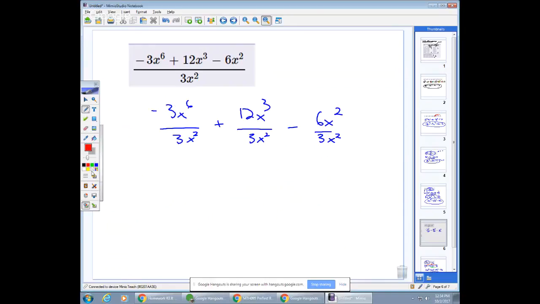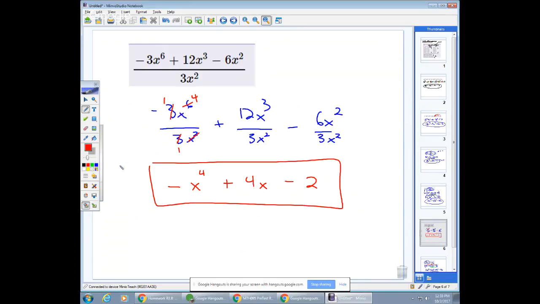So in this case, what do we have? 3 goes into 3 once each, and the x squared covers 2 of those. So that's going to go in there, leaving the x to the 4th behind. So I'll have a negative x to the 4th from the first term. 3 goes into 12 4 times, x squared goes into x cubed x times. Here, the x squareds cancel, 3 goes into 6 twice, and so that should be the result of that division.